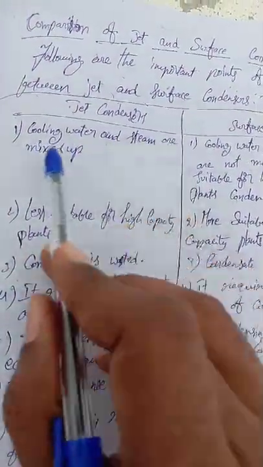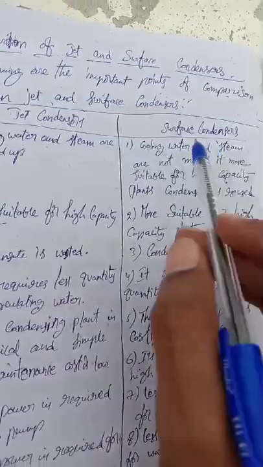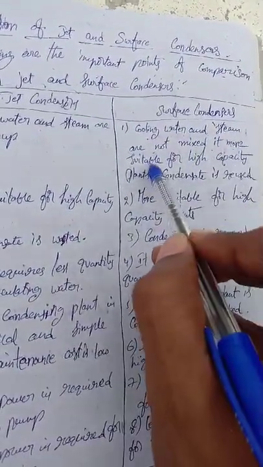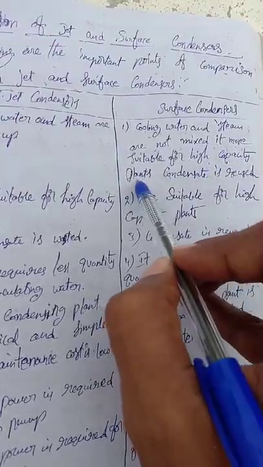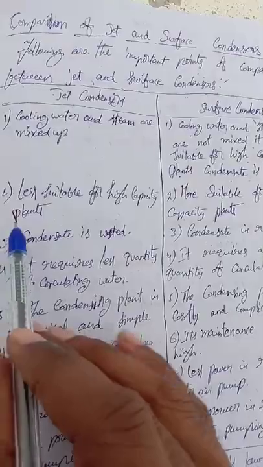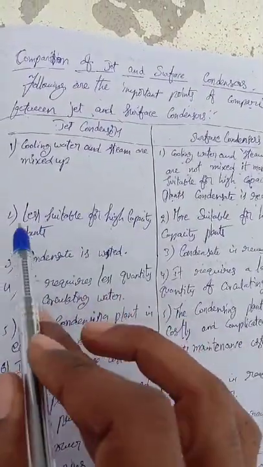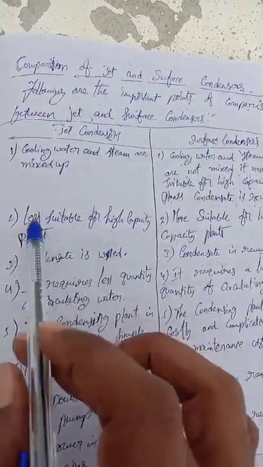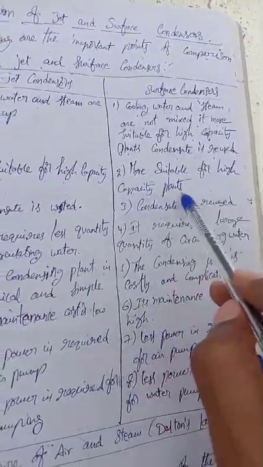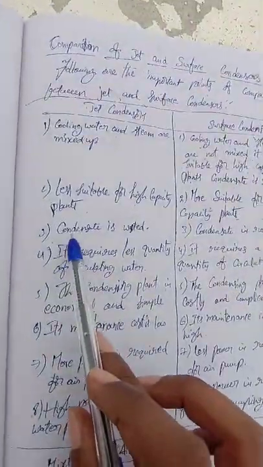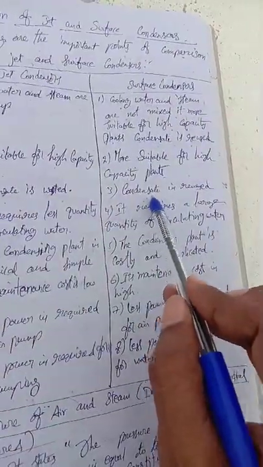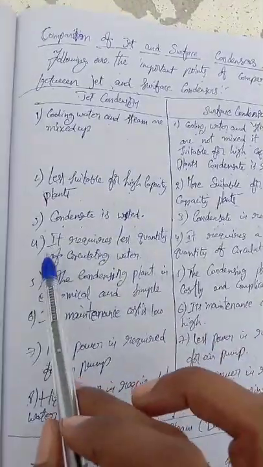In jet condensers, cooling water and steam are mixed up. In surface condensers, cooling water and steam are not mixed. Jet condensers are more suitable for high capacity plants, but the condensate is wasted. Surface condensers are less suitable for high capacity plants, but the condensate is reused.